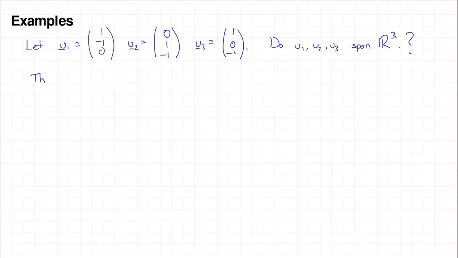Okay, to put it another way, is it true that every element of R cubed can be written as a linear combination of u1, u2 and u3?